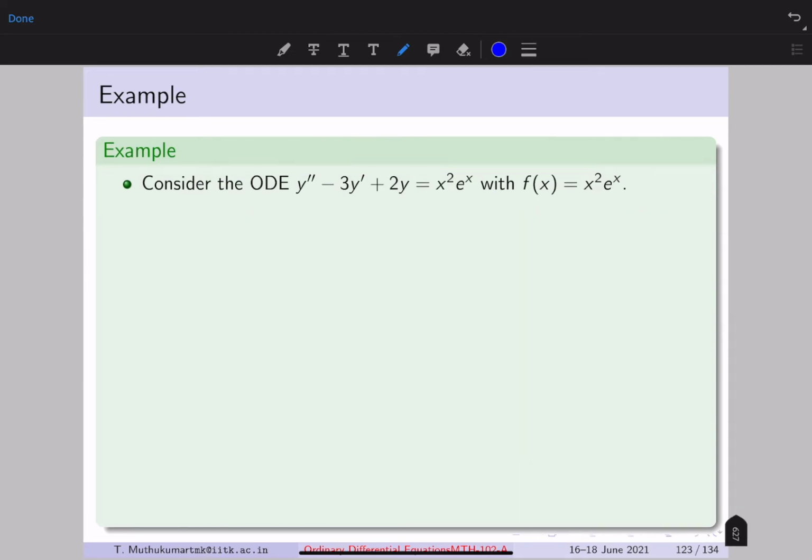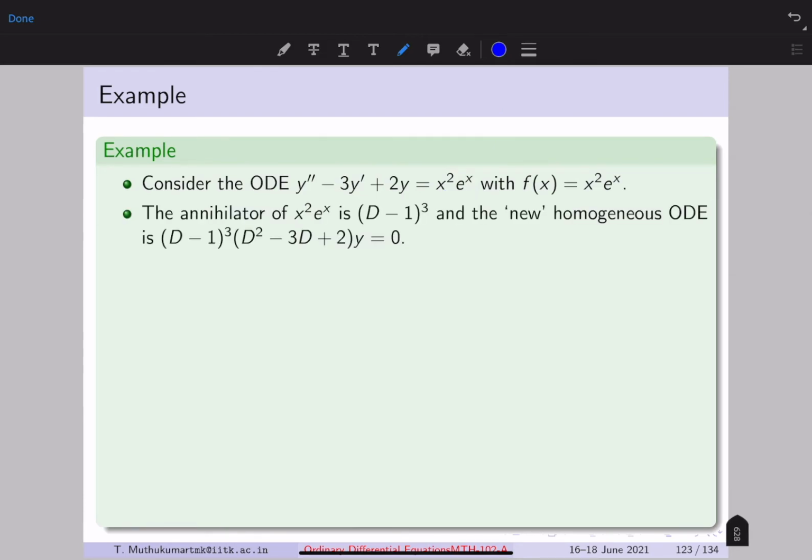Okay, let's look at another situation, another example. In this case, you see we have f, which is a pointwise product of polynomial and exponential. So far we have been seeing only exponential, right? It's a second order equation. So you look at the annihilator of this, and what did we say is the annihilator? It should be the composition of these. So for x square, the annihilator is d cube, and for e power x, the annihilator is d minus 1, right? So it should be d minus 1 cube. So the annihilator is d minus 1 cube.